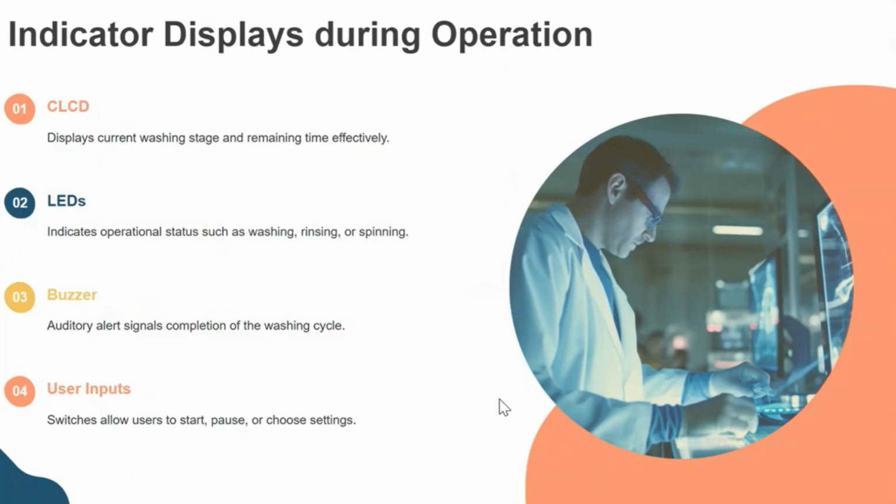These are the indicator displays during operation: CLCD, LEDs, buzzer, user inputs. CLCD displays the current washing stage and remaining time effectively. LEDs indicate operational status of washing, rinsing, and spinning. Buzzer, it is an audible alert signaling completion of the washing cycle. User inputs, switches allow user to start, pause, or choose settings.